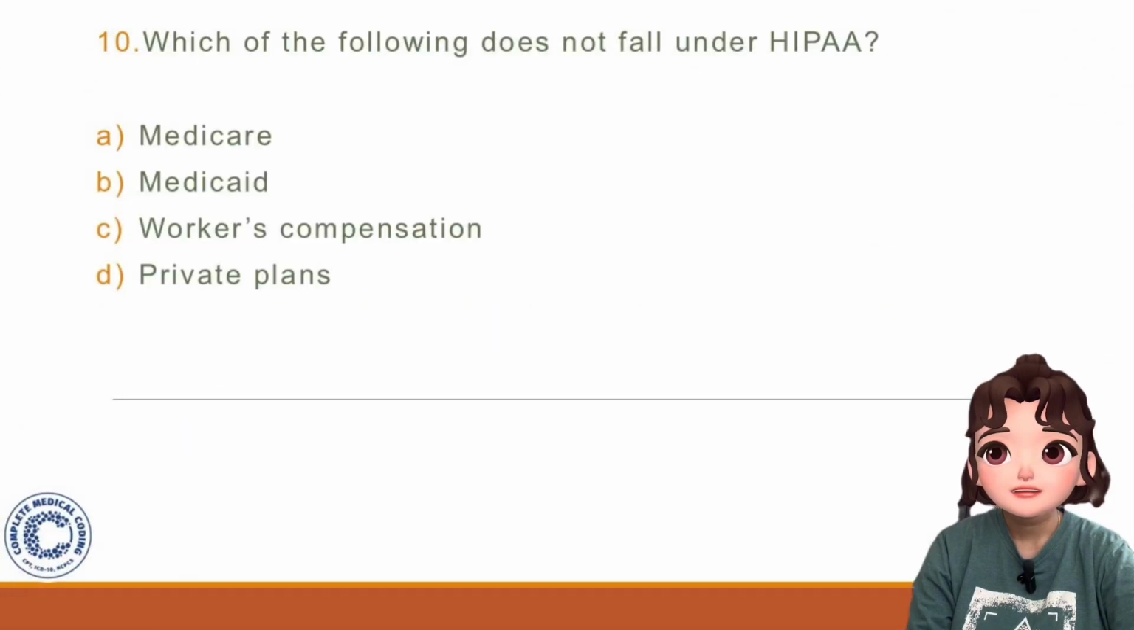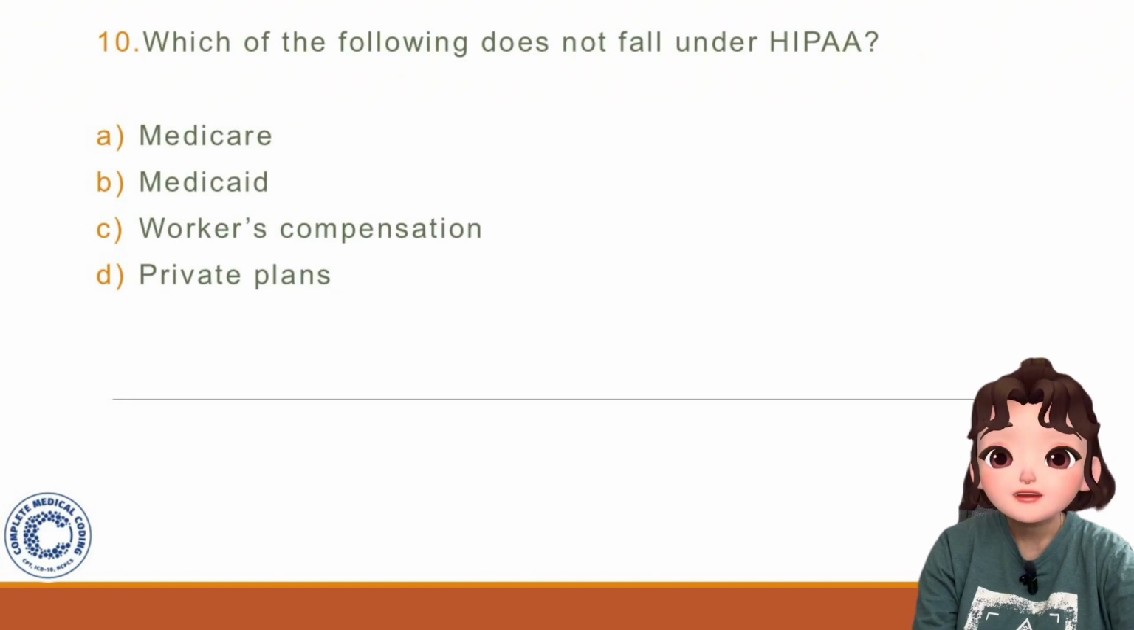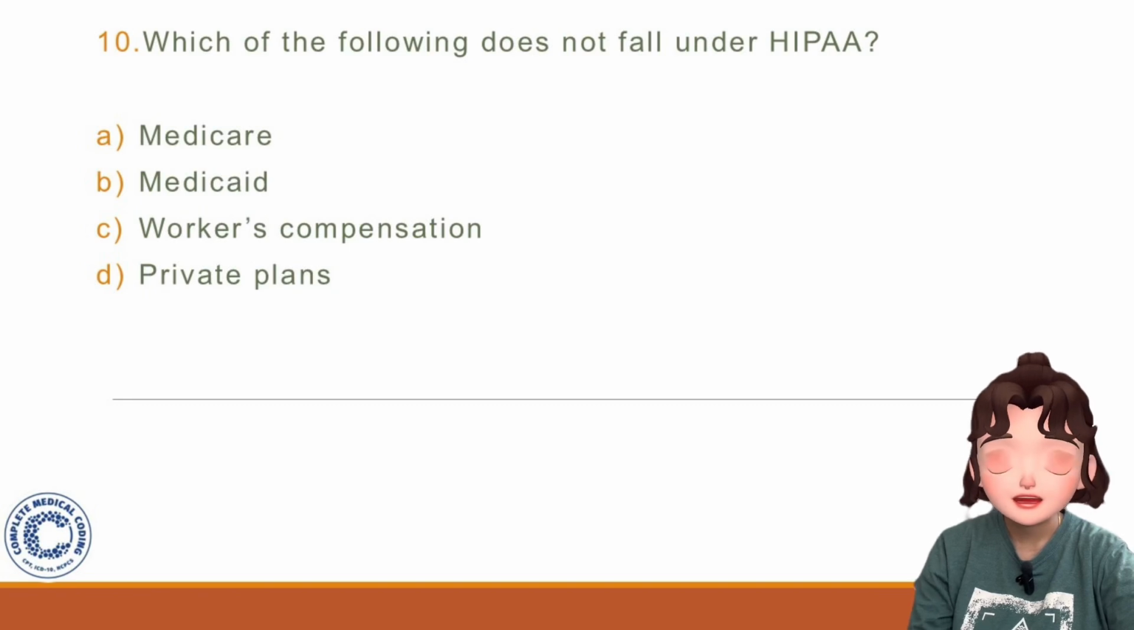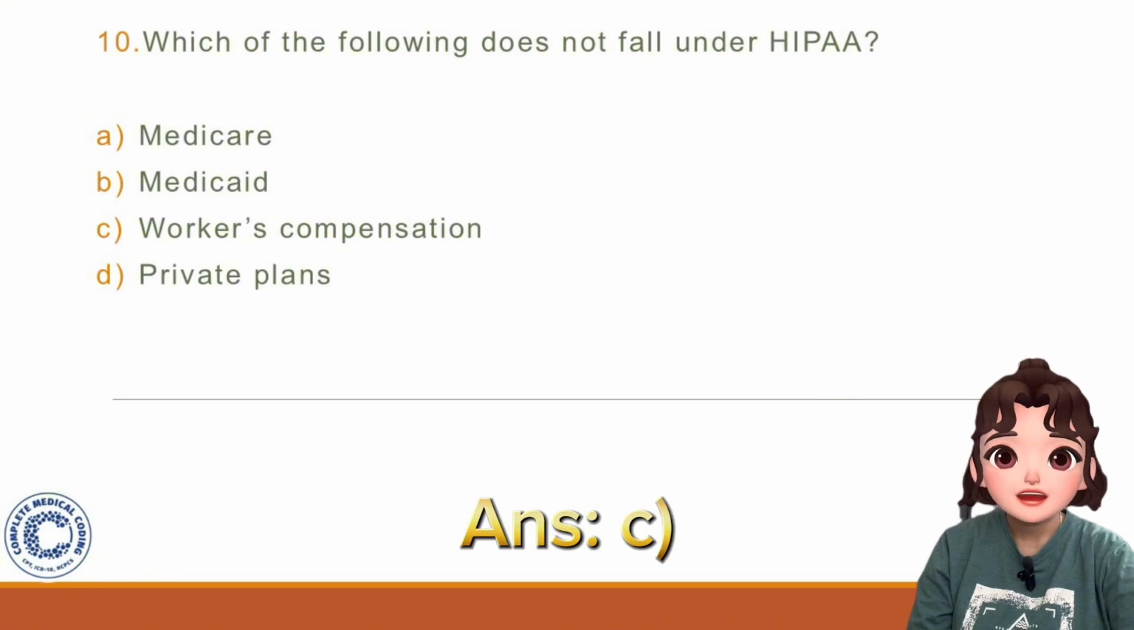Tenth question, which of the following does not fall under HIPAA? Medicare, Medicaid, workers' compensation, private plans. Which does not fall under HIPAA? HIPAA is the Health Insurance Portability and Accountability Act. All those abbreviations, be careful, make sure that you know all the abbreviations, especially from compliance and regulatory and the anatomical section. Okay. So which of the following does not fall under HIPAA? It's workers' compensation. Workers' compensation does not fall under HIPAA. That is always a separate insurance in the workplace.